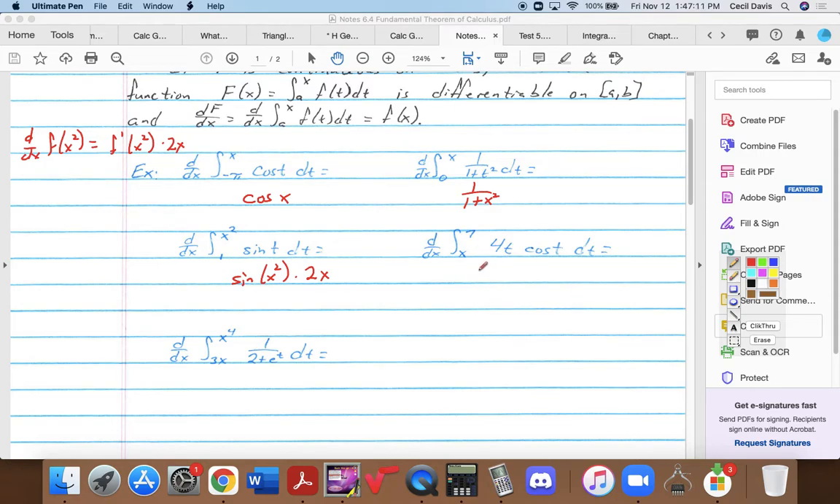How is this one different than the first two that we did? Flip. Yes. If we change the limits of integration, negative. Right, negative 4, so it'd be negative 4x.